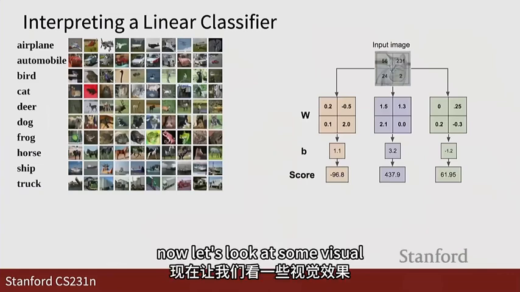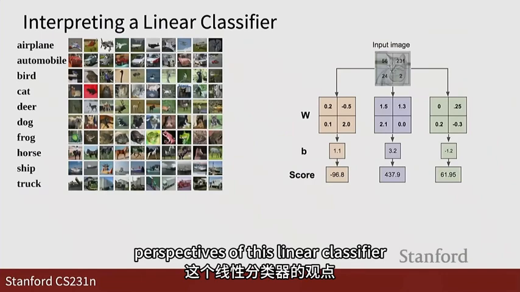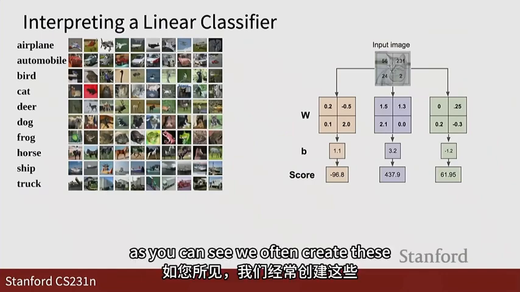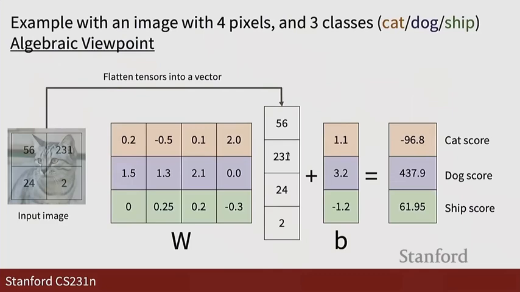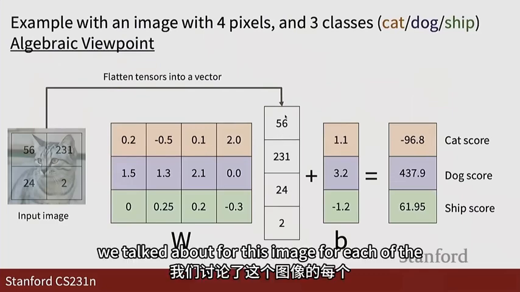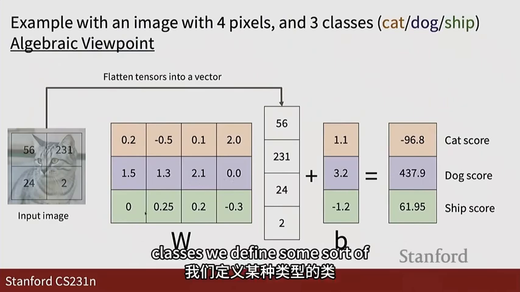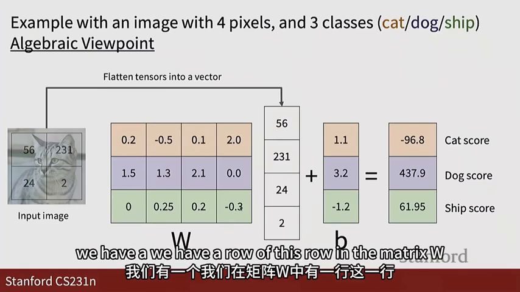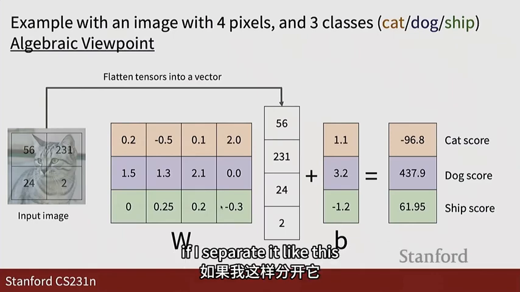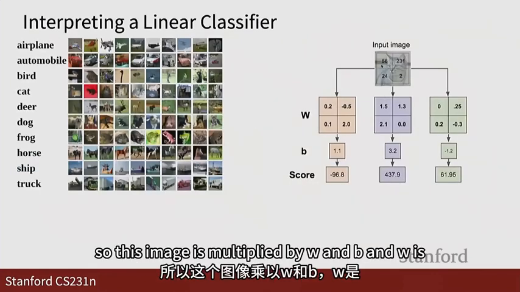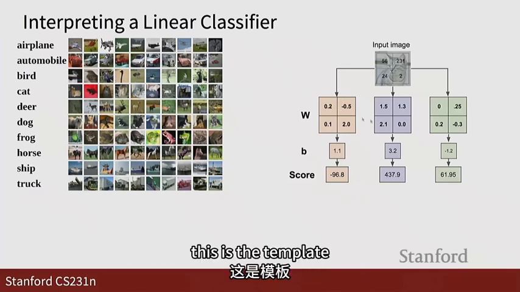Now let's look at some visual perspectives of this linear classifier. As you can see, we often create each of these images as we talked about for this image. For each of the classes, we have a row of the matrix W, right? So this row is kind of a template for that specific class. If I separate it like this, this image is multiplied by W and B, and W holds the template for each of the 3 classes of cat, dog, and ship.